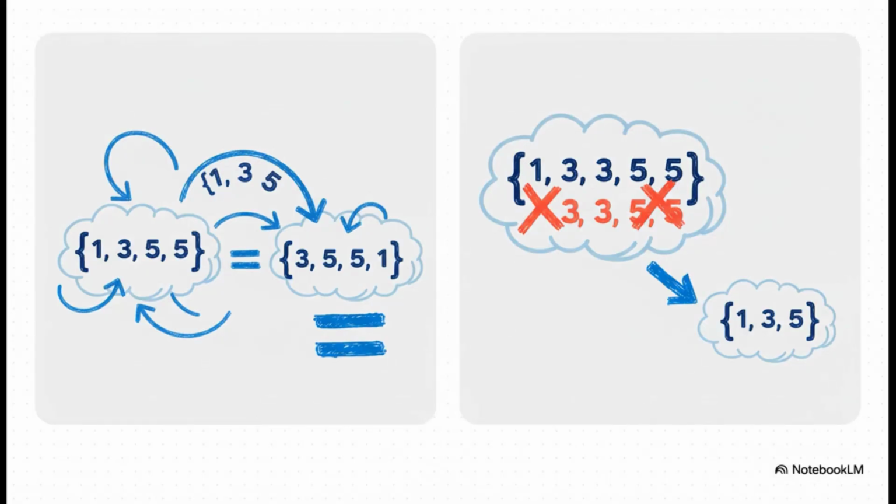Now, there are two super important rules that make a set different from, say, just a list. Rule number 1, the order of the elements doesn't matter at all. The set with 1, 3, and 5 is the exact same set as the one with 3, 5, and 1. And rule number 2, duplicates get ignored. If you write down an element 5 times, it only counts once. The set is still just 1, 3, 5.